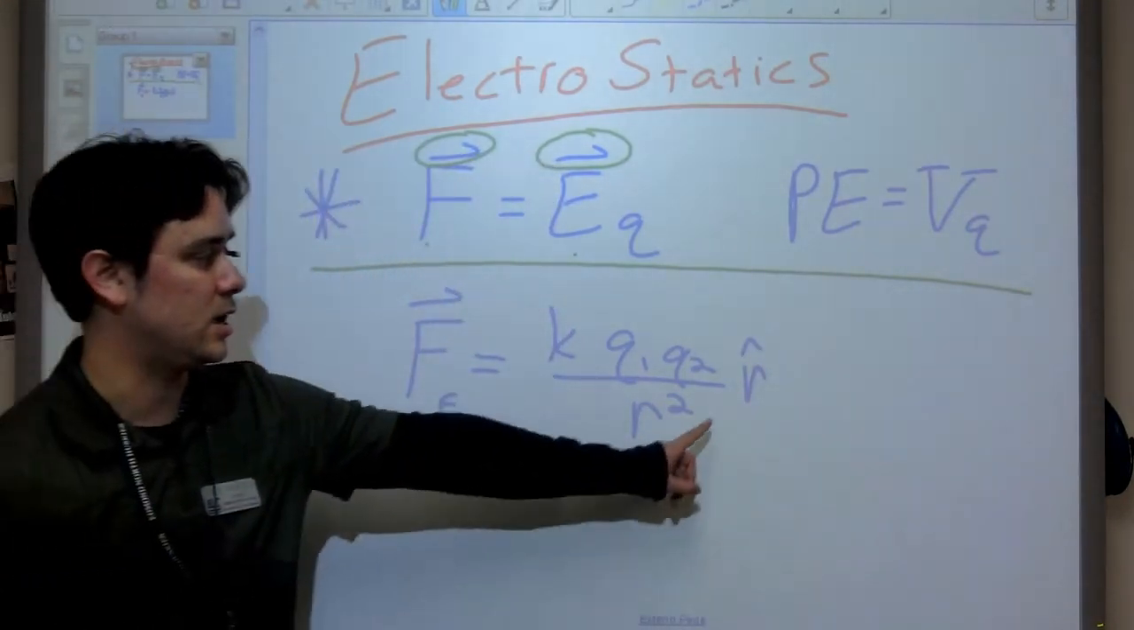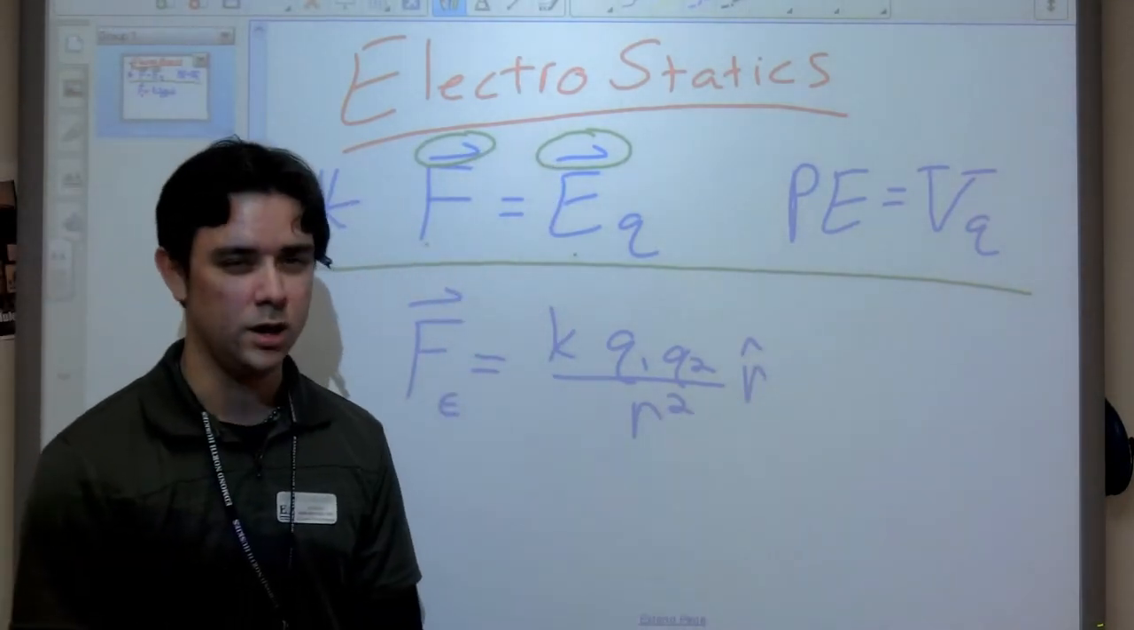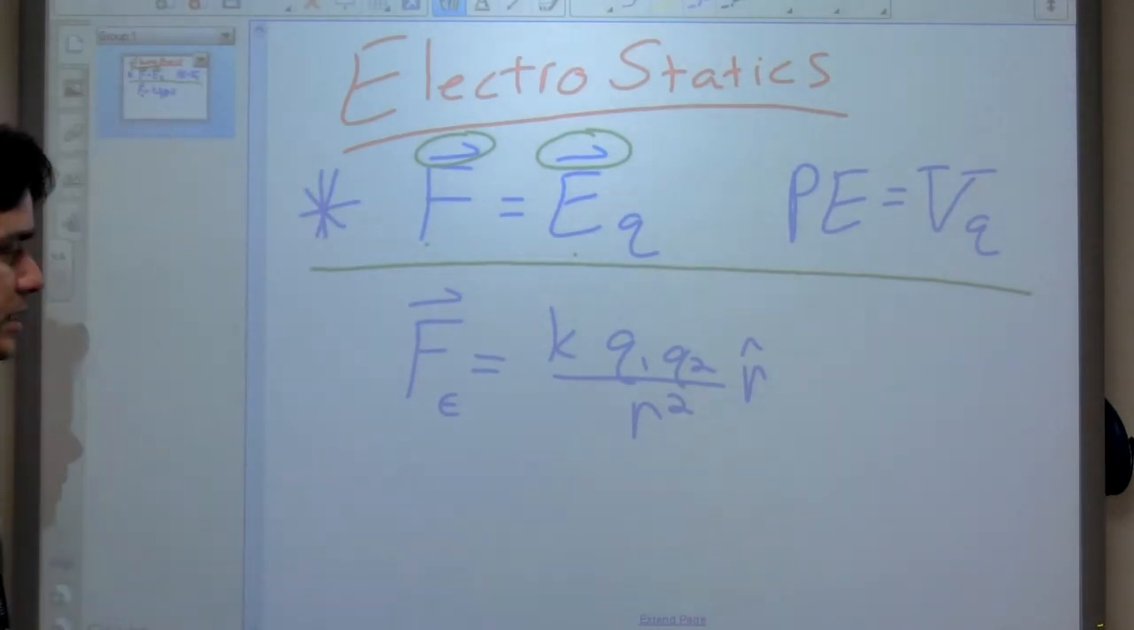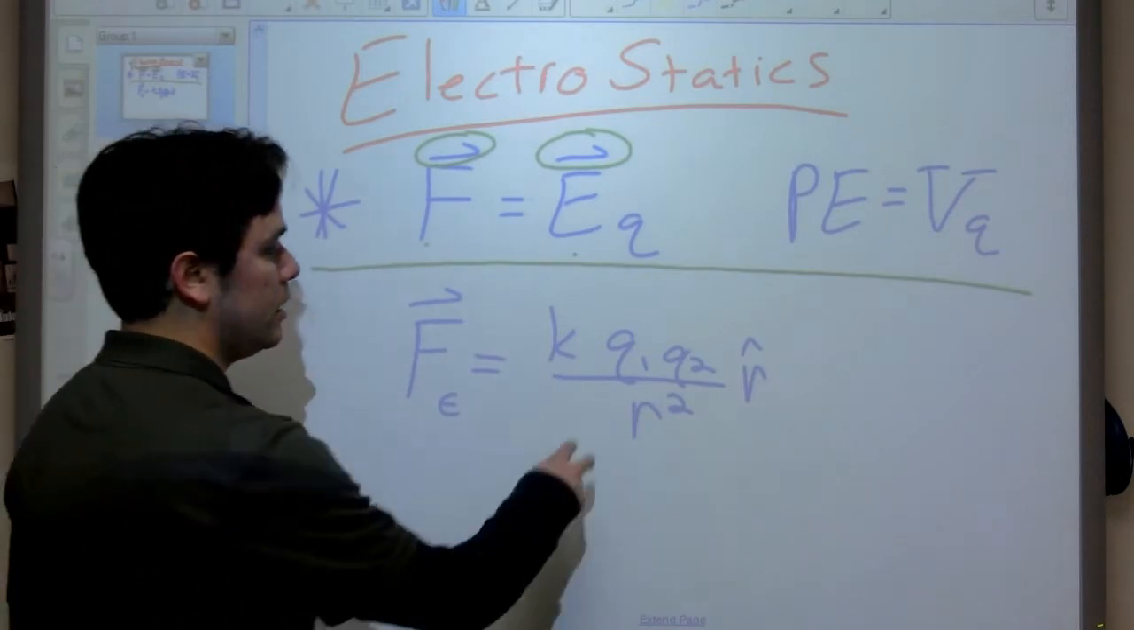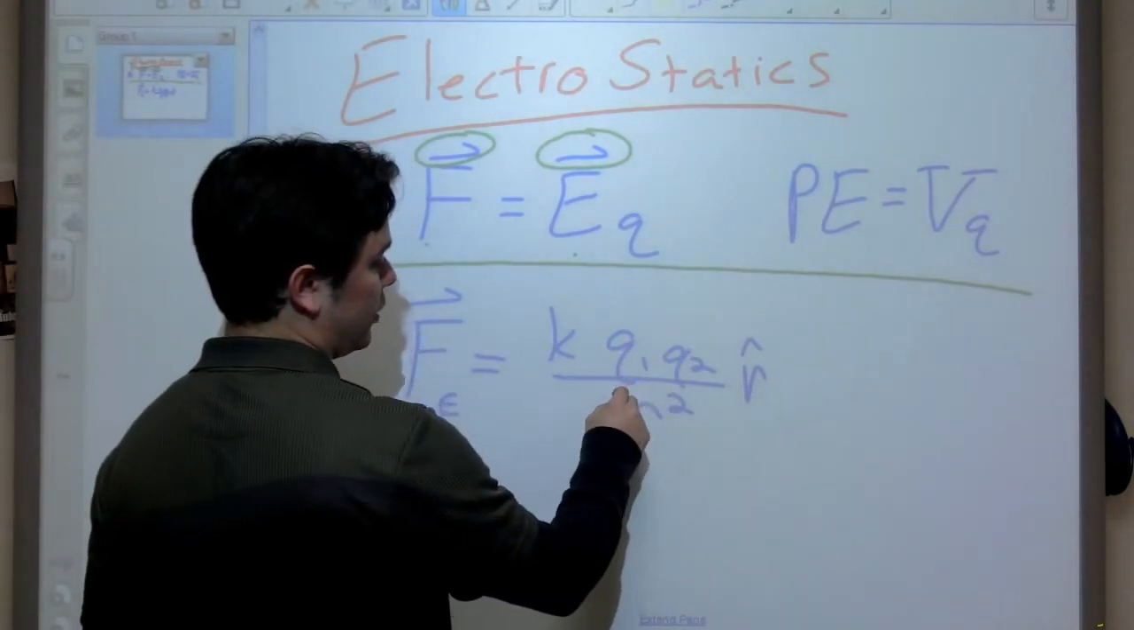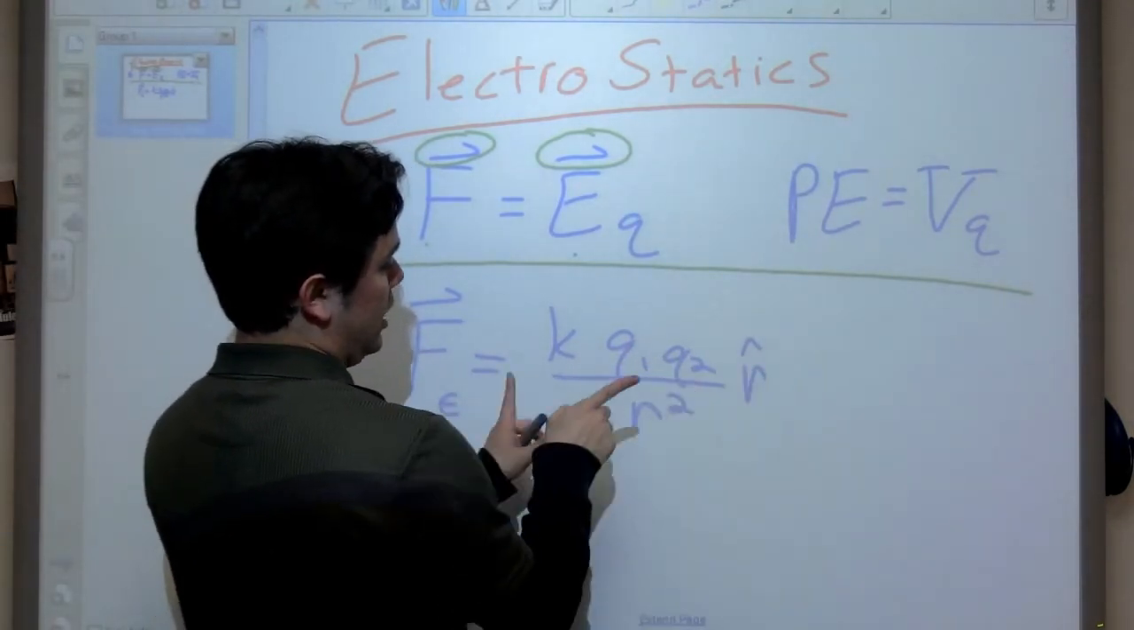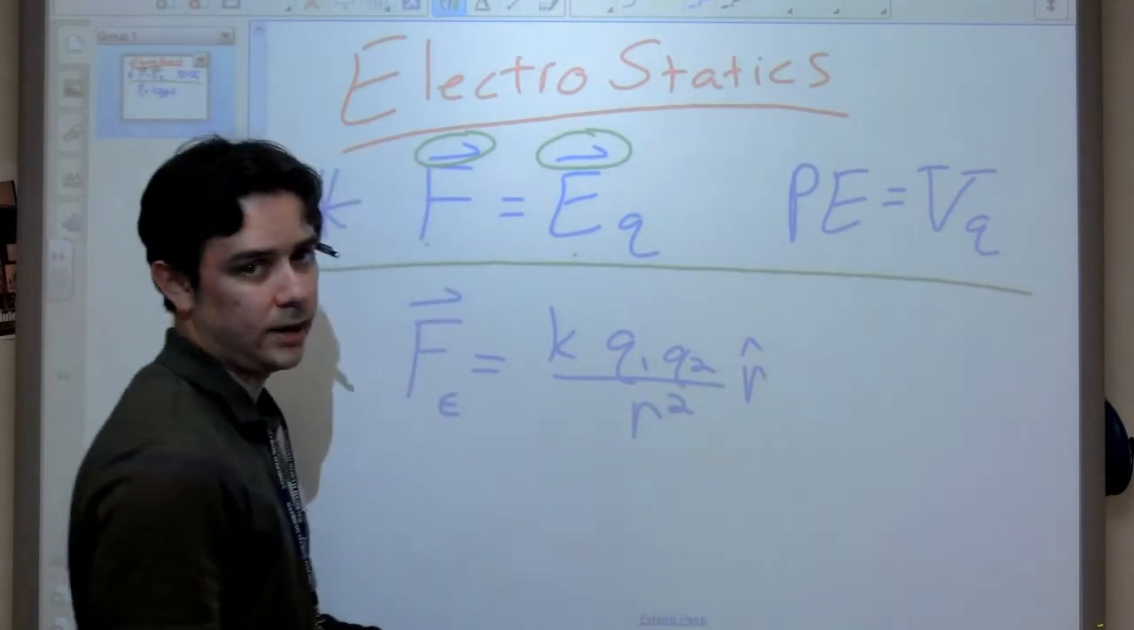I'm going to put a unit vector in the radial direction. For the most part, if you take a look at a couple of the sample problems, it's pretty easy to keep track of the direction. It's always between these two particles. So if they're attractive, they're towards each other. If it's repulsive, then they push away.